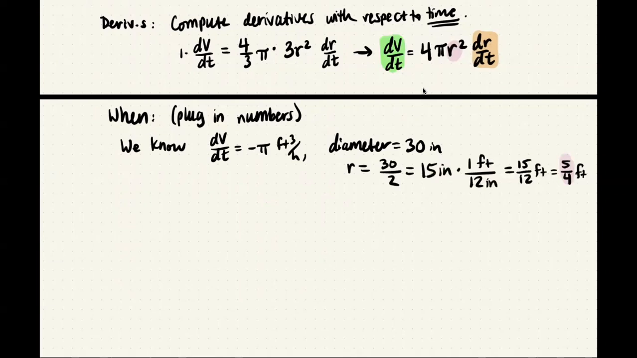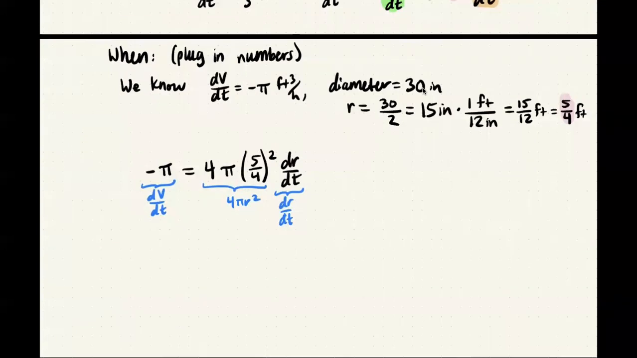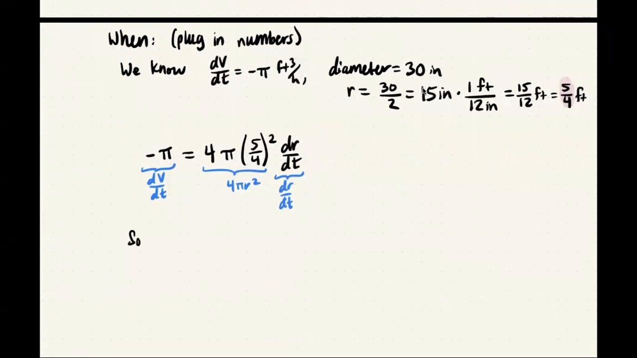Okay, so let's substitute the values in. I have negative pi, that's feet cubed per hour, equals 4 pi times 5/4 squared dr/dt. Just as a reminder, this was dV/dt. This was 4 pi r squared, and then dr/dt is just hanging out here because that's what we're trying to solve for. All right, so now the original question was how fast is the radius changing? So I need to solve for dr/dt.